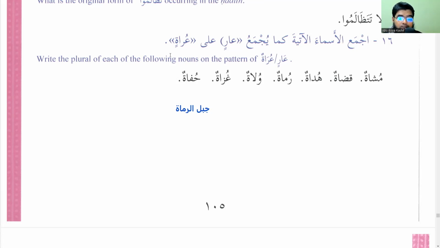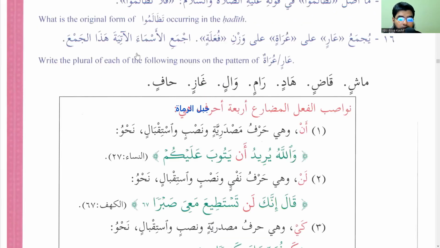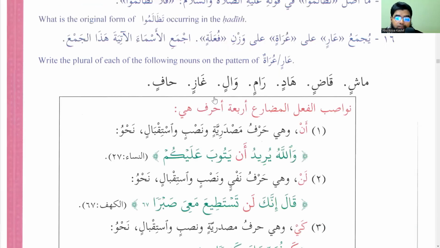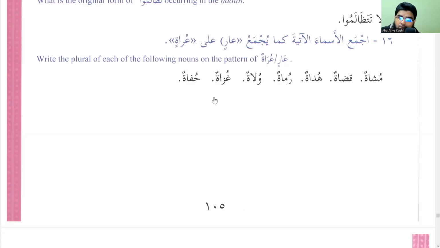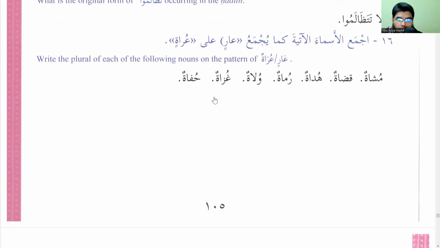And then Ghazin, ghuzat. Ghazin is the warrior, one participating. Like the Ottomans, Uthman Ghazi, he was called Osman al-Ghazi, the founder of the Ottoman dynasty. And Hafin is barefoot. Hufat.